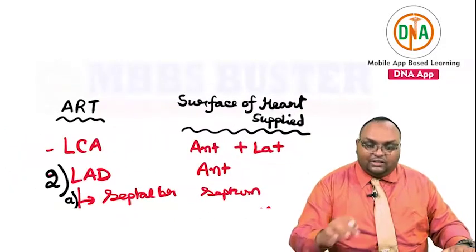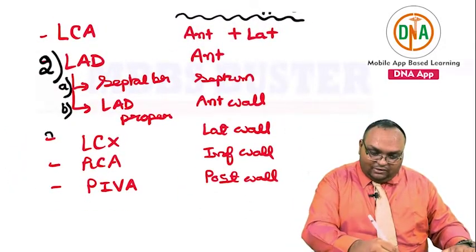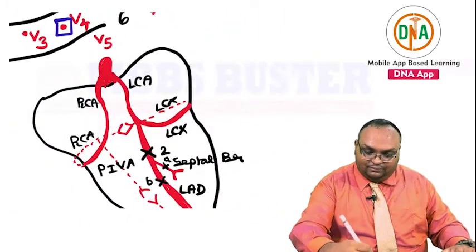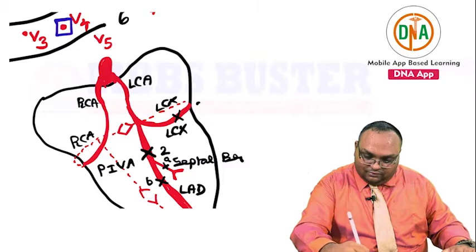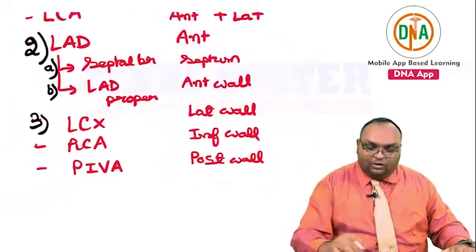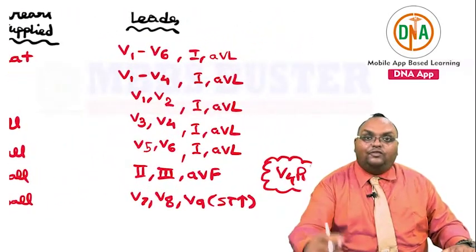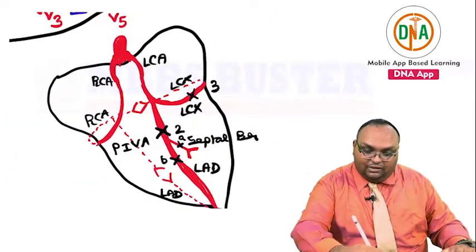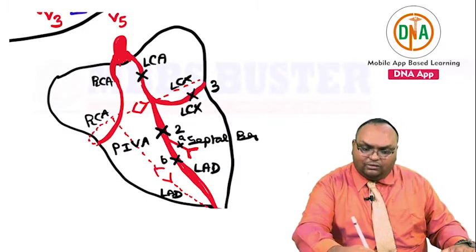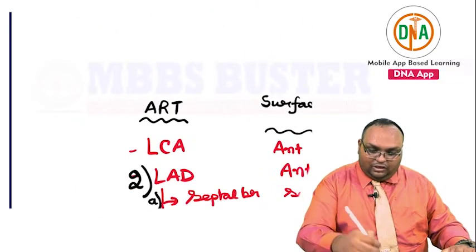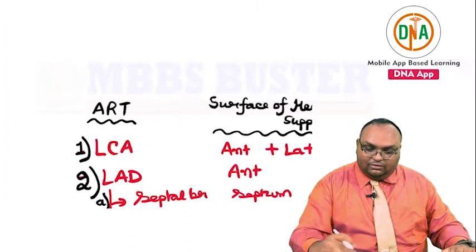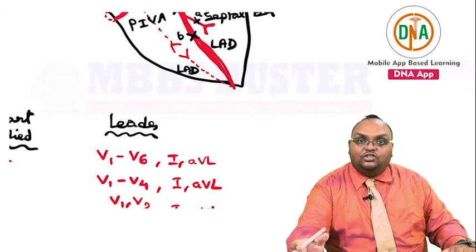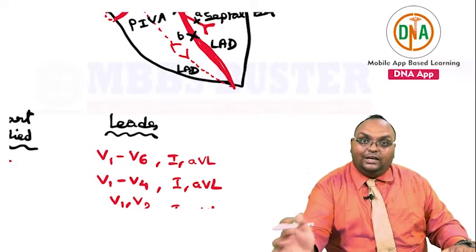Good. Suppose you have a block where the left circumflex coronary artery is here, this is your number 3. So left circumflex coronary artery would have affliction of V5, V6, 1 and AVL, and suppose the mother artery of all of them, the left coronary artery proper, has a block marked as number 1. You have anterior plus lateral wall infarcts. So you would see the changes on V1 to V6, 1 and AVL.